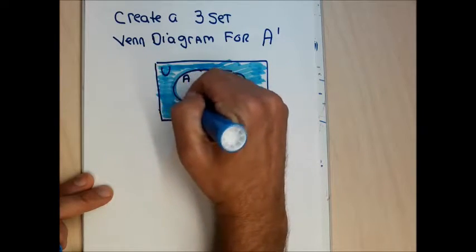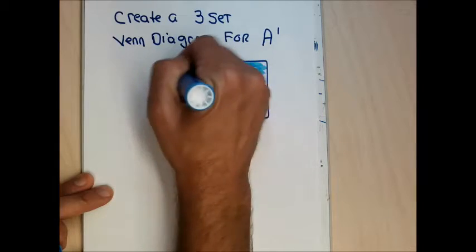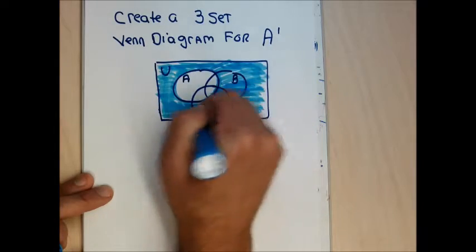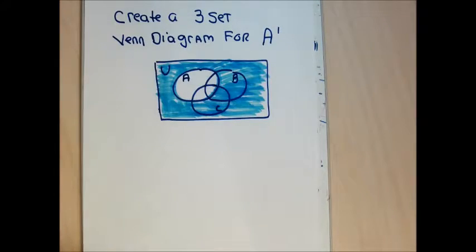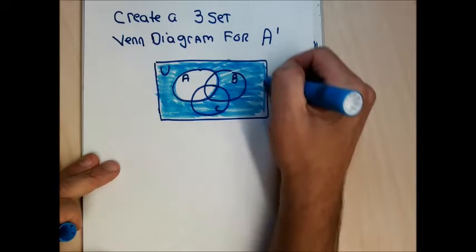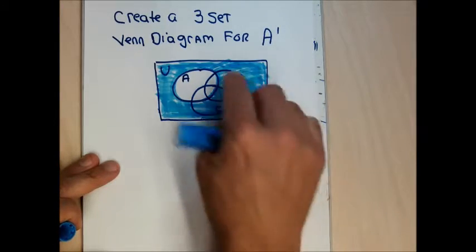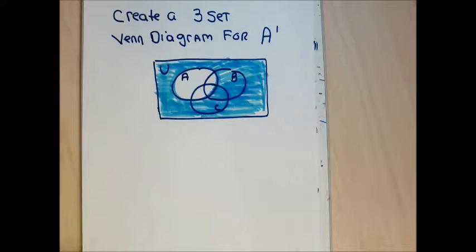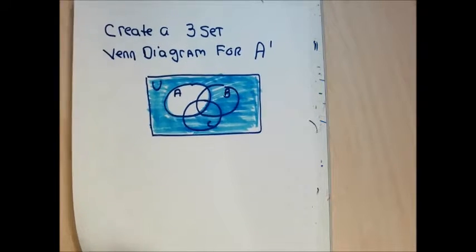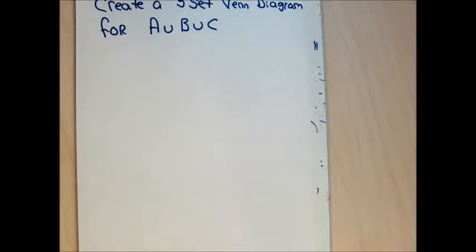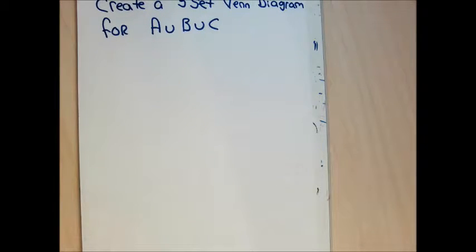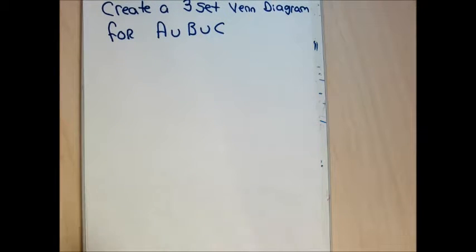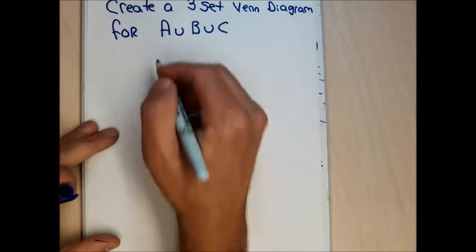So this is maybe not the most professional drawing, but this is supposed to be a picture of A complement. It has everything inside the rectangle shaded other than the regions inside the A circle. All right, so let's see how we do 3-set Venn diagrams with unions. Unions are easier because I only need one color to do unions.